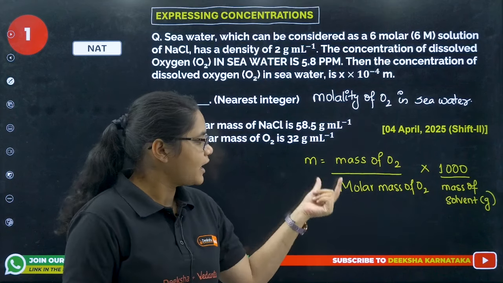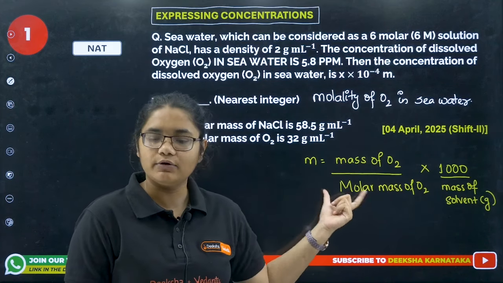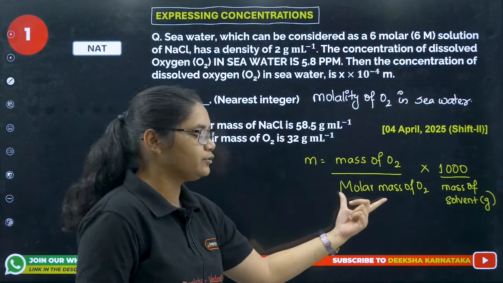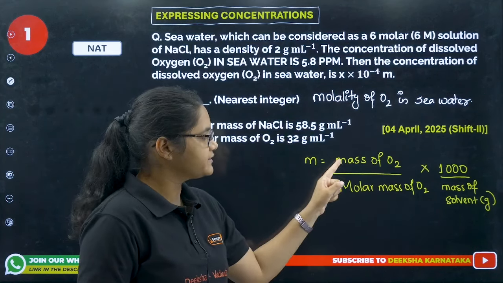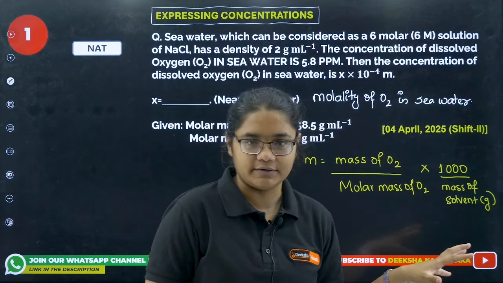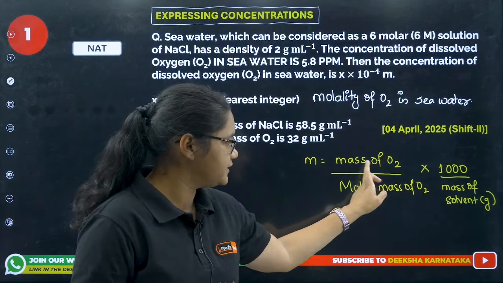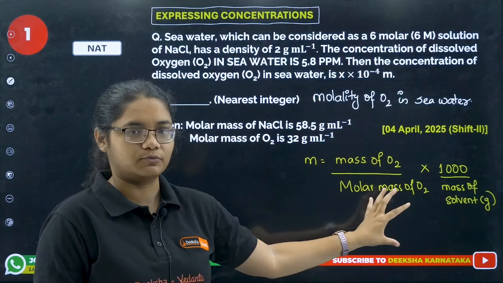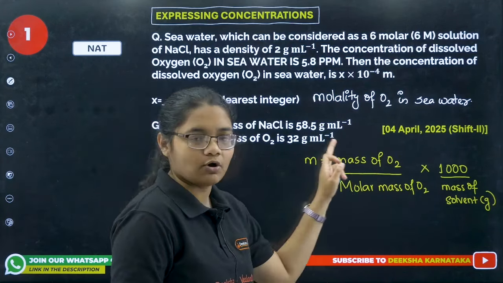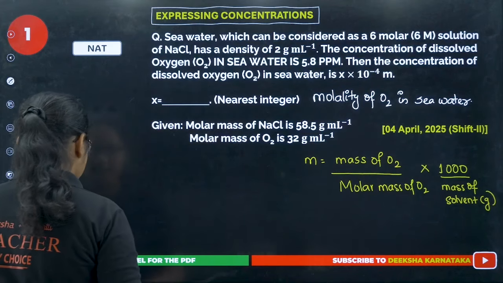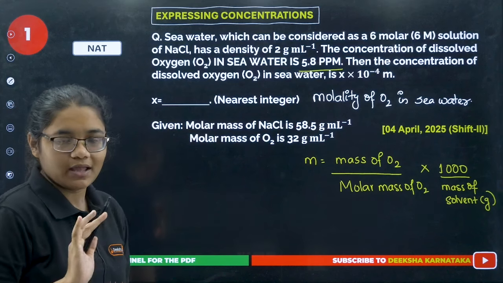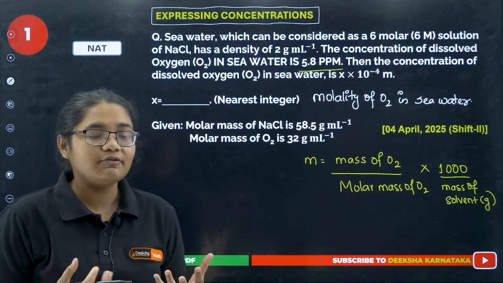This is the formula. So what all data do I know? Here I know the molar mass of oxygen, that is 32, we know oxygen gas has molar mass 32, but I don't know the mass of oxygen present, and I also don't know the mass of solvent present. Okay, let's first calculate these two and then put them in this formula and get the solution done. So first let us try to find the mass of oxygen here. What information do we have about oxygen? It is 5.8 ppm. Okay, so what is the formula for ppm?